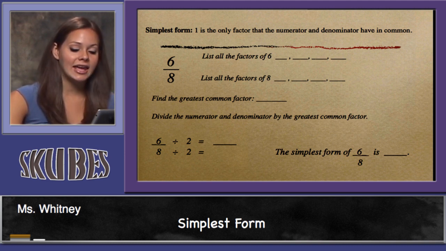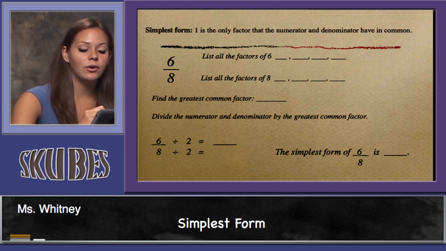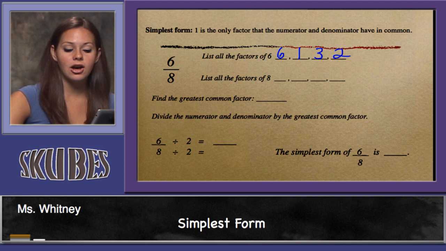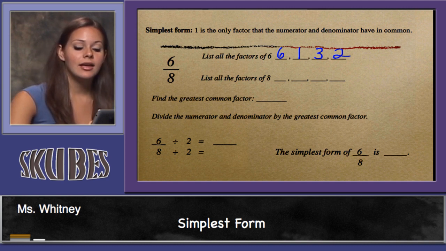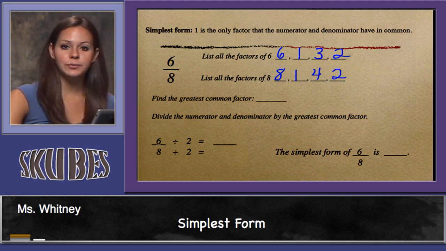Let's look at 6/8. First, we need to list the factors of the numerator and the factors of the denominator. I know I can multiply 6 times 1 to get 6 and 3 times 2. So the factors of 6 are 6, 1, 3, and 2. Now I'm going to list the factors of the denominator, which is 8. The factors of 8 are 8, 1, 4, and 2.